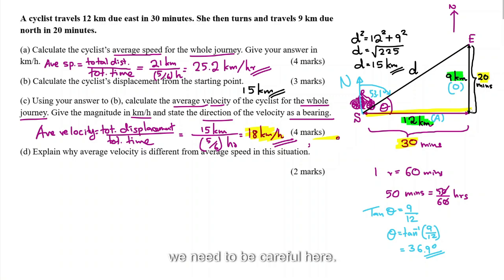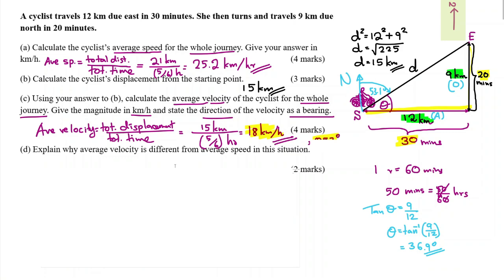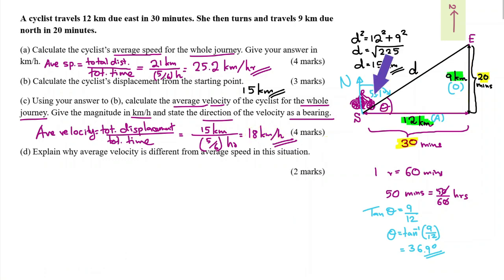Now, we need to be careful here. The question clearly says to give the direction as a bearing. Now remember, with bearings, we always measure the angle from the north. So, here's the north. The angle that I really need to mention is this one here. So, the angle is 53 degrees. So, we can give the bearing as 053.